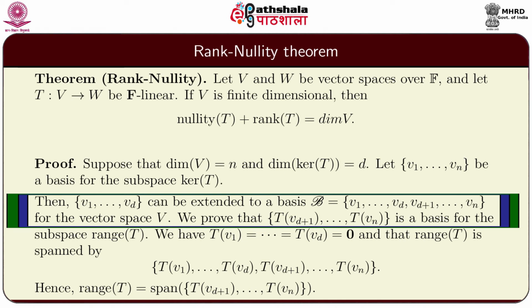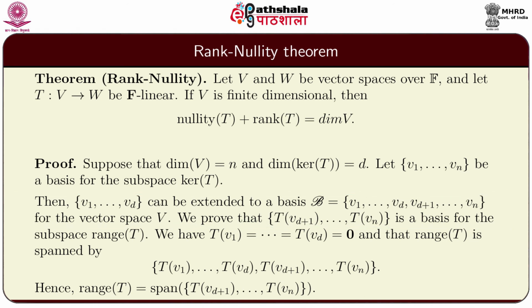We know that it can be extended to a basis of the whole vector space V. Let us name those extra elements as Vd+1, Vd+2 and so on up to Vn. Then this whole collection of vectors V1, V2 and so on up to Vn is a basis for V. Now we claim that the vectors T(Vd+1), T(Vd+2) and so on up to T(Vn) would form a basis for the subspace range of T.